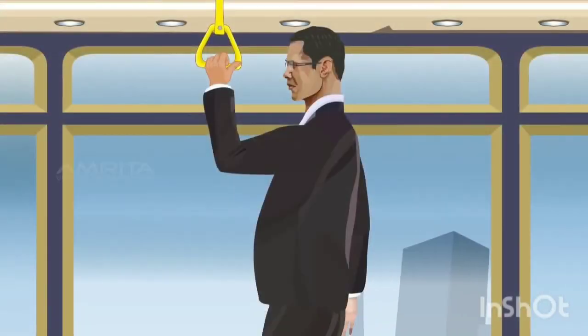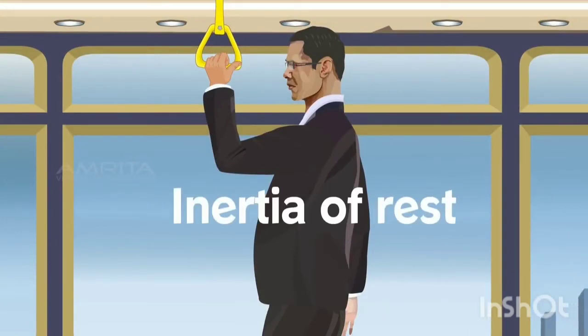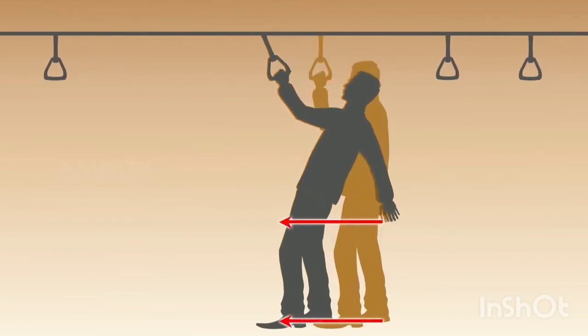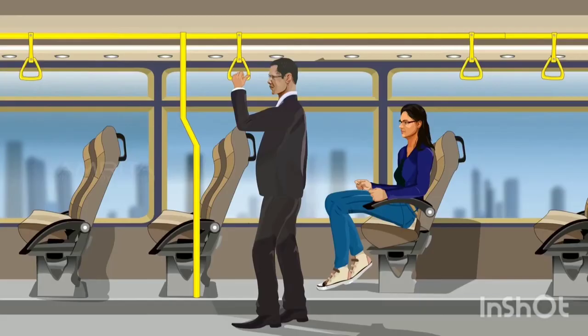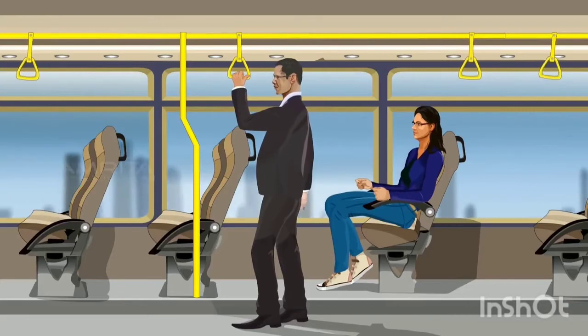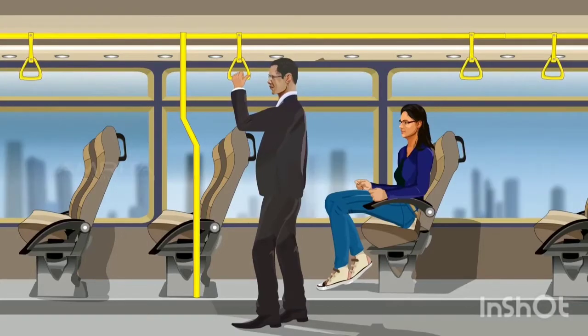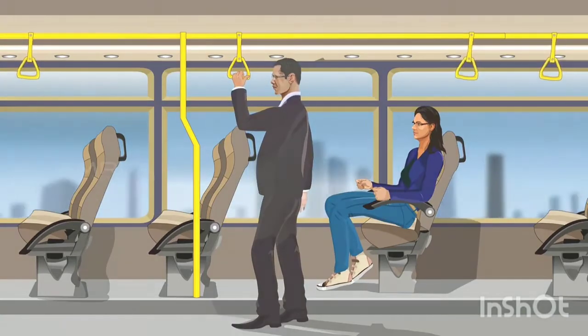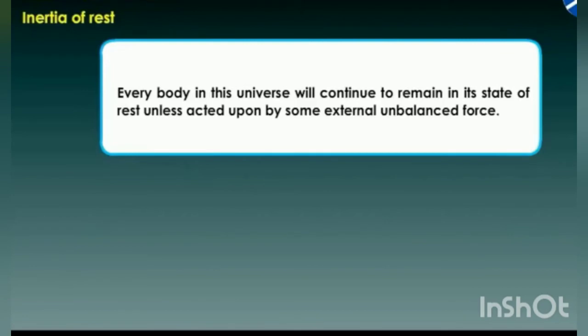When a bus starts suddenly, the passengers experience a backward jerk. This is due to the inertia of rest experienced by the passenger. The body is at rest when the bus is at rest. When the bus starts all of a sudden, the lower part of the body is in contact with the vehicle that started moving, whereas the upper part of the body continues to be at rest because of the inertia of rest. So inertia of rest is a tendency of a body to resist any change in its state of rest.